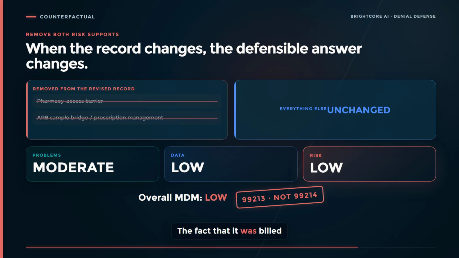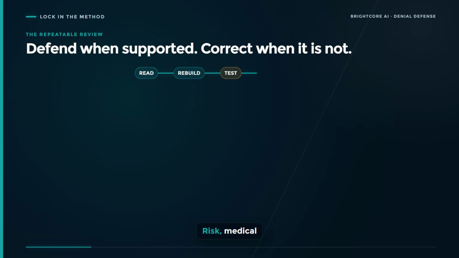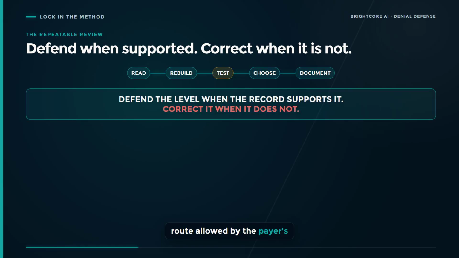The fact that it was billed does not create support. Do not backfill the chart. Follow the applicable correction process when available, or accept the result and use it for education and improvement. Let's lock in the review method. Read the exact reason. Rebuild the encounter from the source record. Test problems, data, risk, medical necessity, and contradictions. Choose the route allowed by the payer's current instructions. Then write a rationale another reviewer can trace.